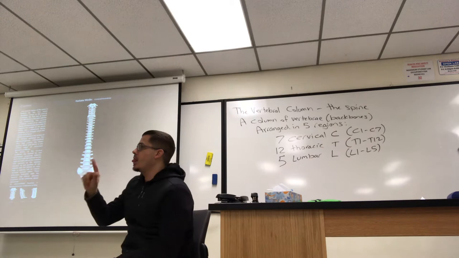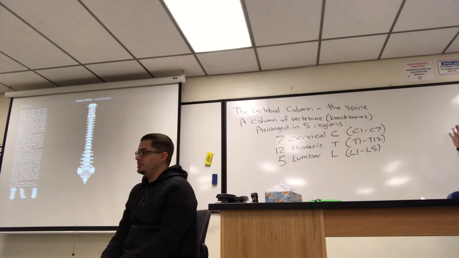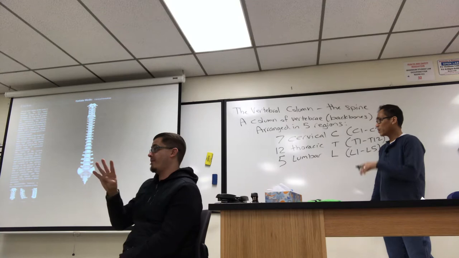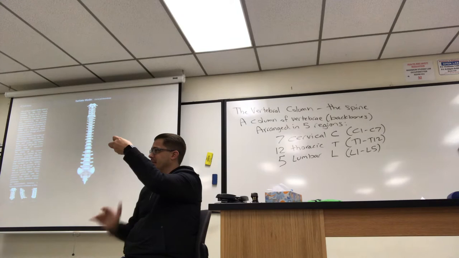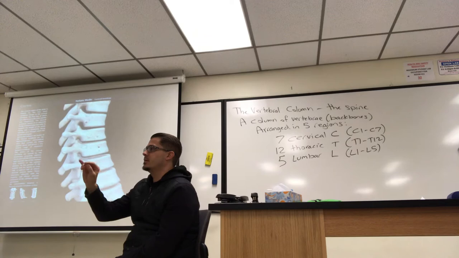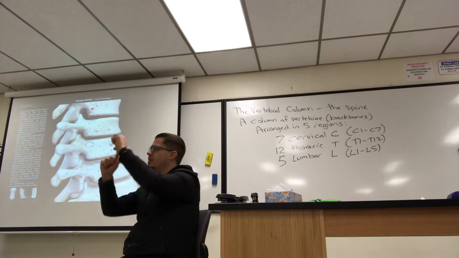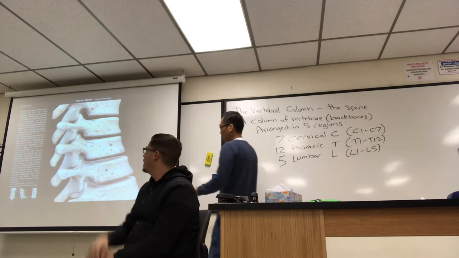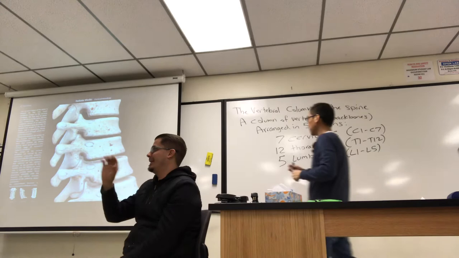Now these top three regions, these first 24, there are spaces between the vertebra. If I zoom in, see how there are little gaps between the backbones? Normally they will be filled with intervertebral discs, and I'll show you those. But the way they articulate, and because there's gaps there filled with intervertebral discs, these top three regions are movable.